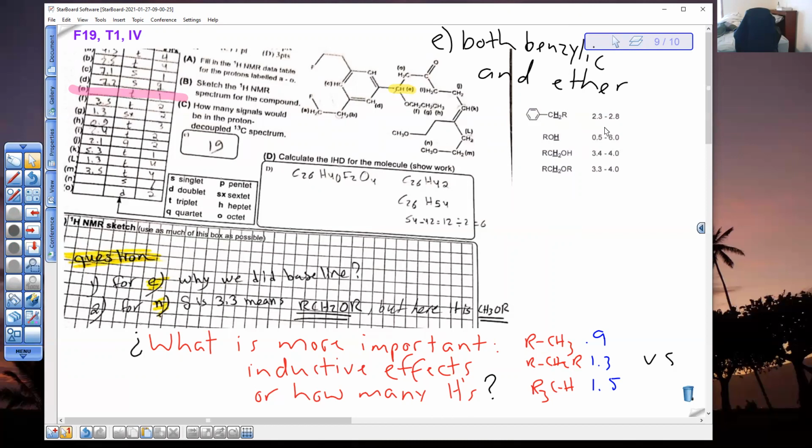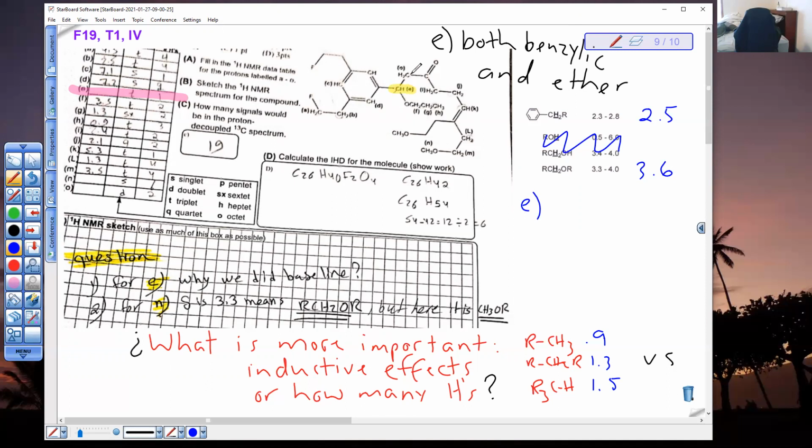When you're benzylic, your peak is roughly 2.5. I don't care about the number of H's. We'll deal with that question down here. And when you're an ether, this is not relevant here. When you're an H attached to a C in an ether, you're around 3.6. Now the baseline for E, that carbon has how many bonds to carbon? 1, 2, 3. Well, it has 3 groups attached. So my baseline should be everything not including those groups.